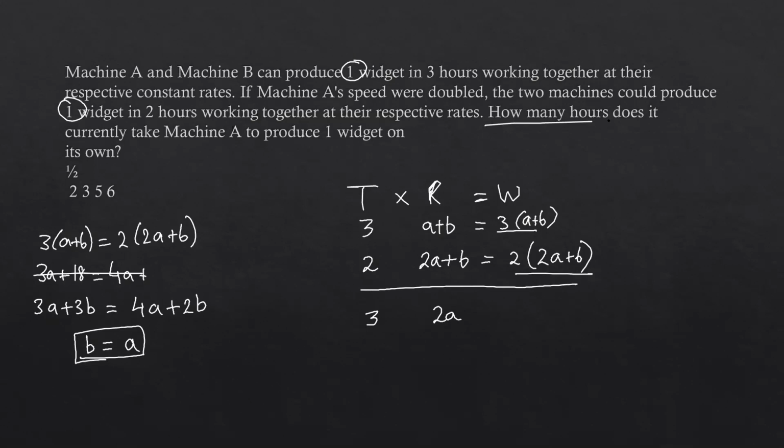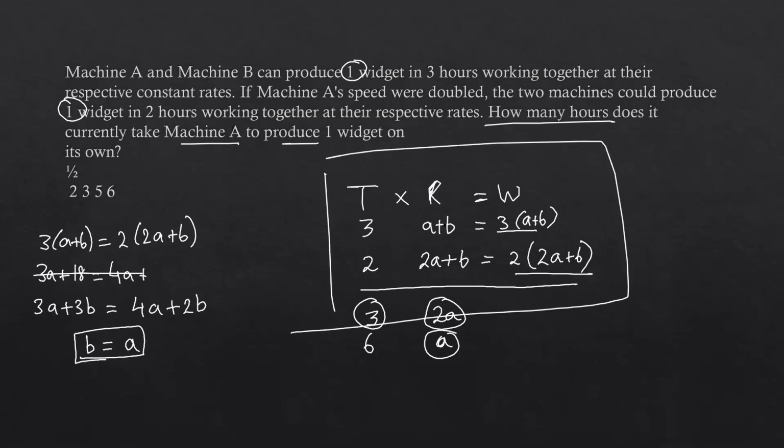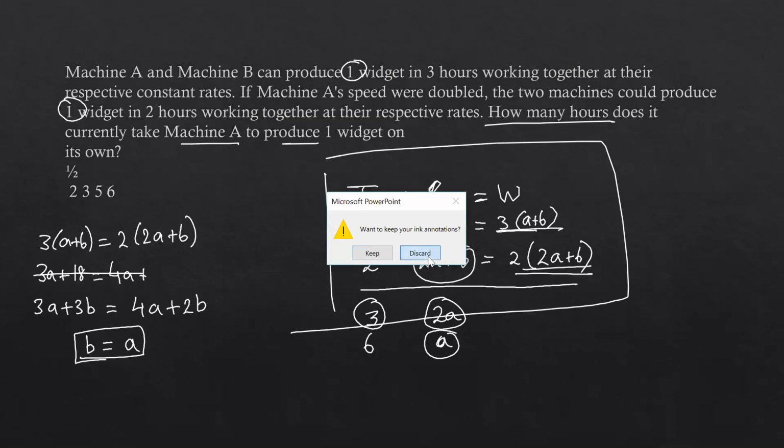Now the question is asking, how many hours does it take for machine A to do the job? If machine A does the job, then machine A's rate is just A. If it's working at 2A, it takes 3 hours. Working at A rate, it will take 6 hours. Fine? Yeah. So the key to the question was this table, and assuming the rates and equating the work. That is what was key, and that will be the key to every work and rate problem. Okay?